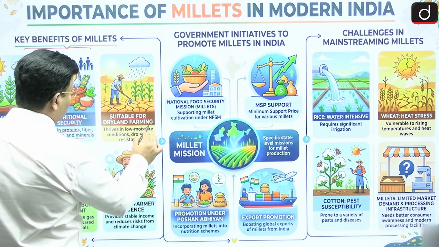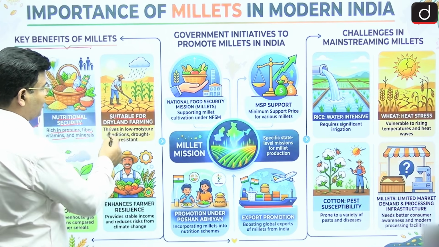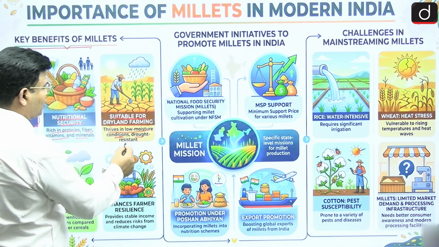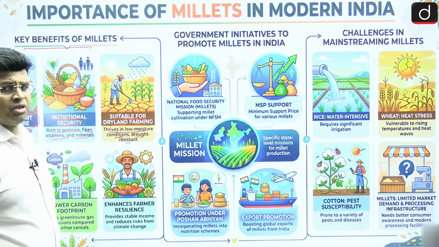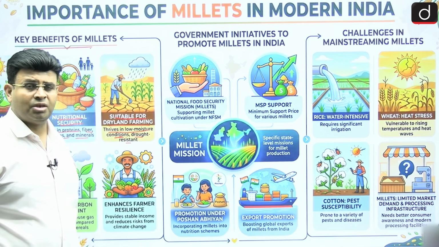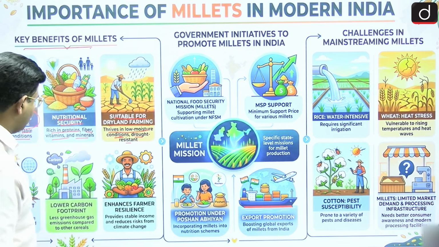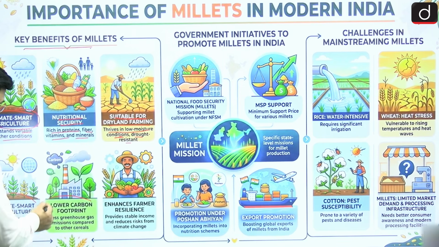Suitable for dry land farming. If I have a dry land, this one thrives in low moisture conditions, drought resistant. So this crop can grow in less rainfall, it is drought resistant, you can say. It has a low carbon footprint.